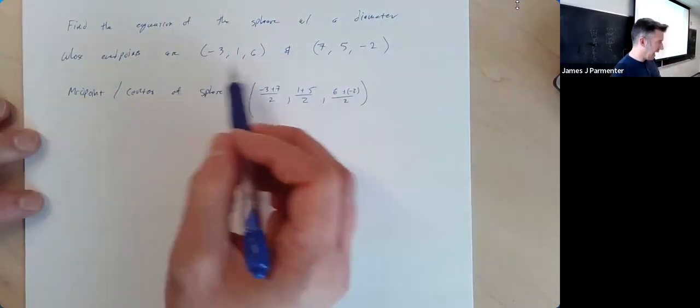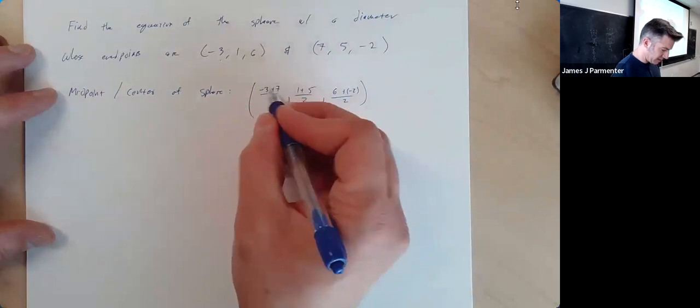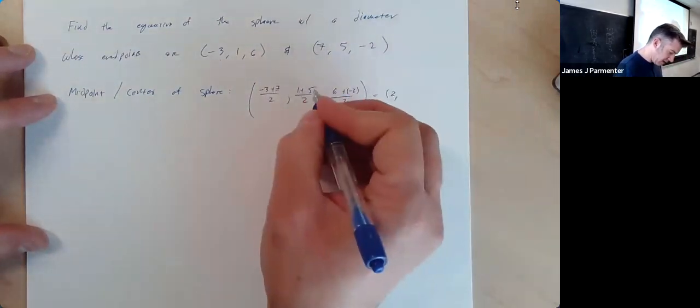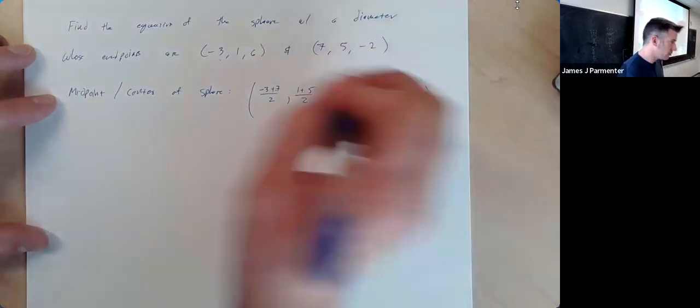Be careful that you are always adding these together. Sometimes people subtract them accidentally. So here we're going to get -3 plus 7 is 4, 4 over 2 is 2. 1 plus 5 is 6, 6 over 2 is 3, and 6 plus -2 is 4, 4 over 2 is 2. Cool.